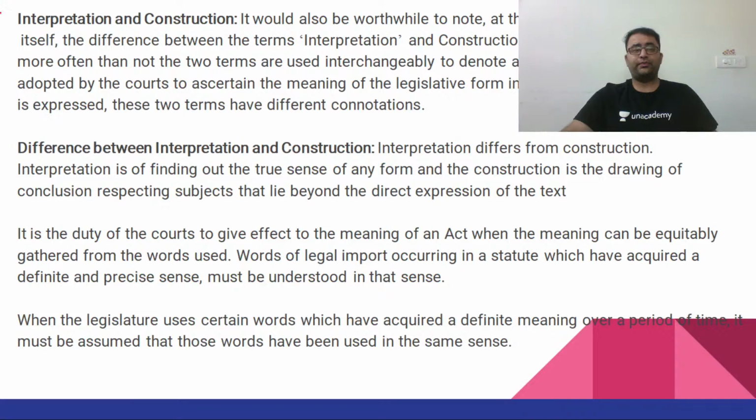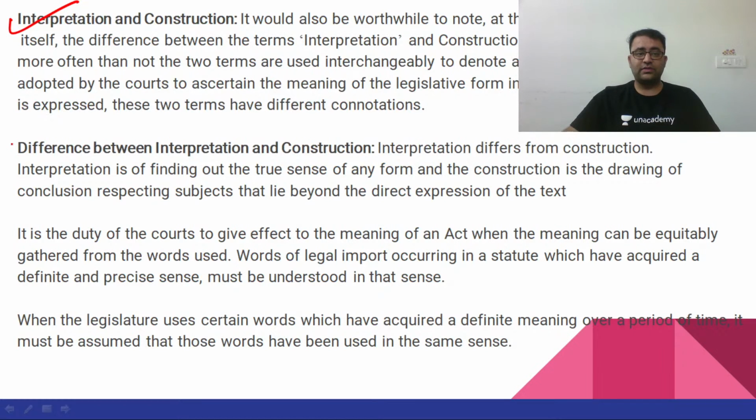Interpretation and construction. It would also be worthwhile to note at this stage the difference between the terms interpretation and construction. While more often than not the two terms are used interchangeably to denote a process adopted by the courts to ascertain the meaning of a legislative form in which it is expressed, these two terms have different connotations. So even though we might use these terms interchangeably, please remember the courts, while delivering judgment, use these two terminologies differently.